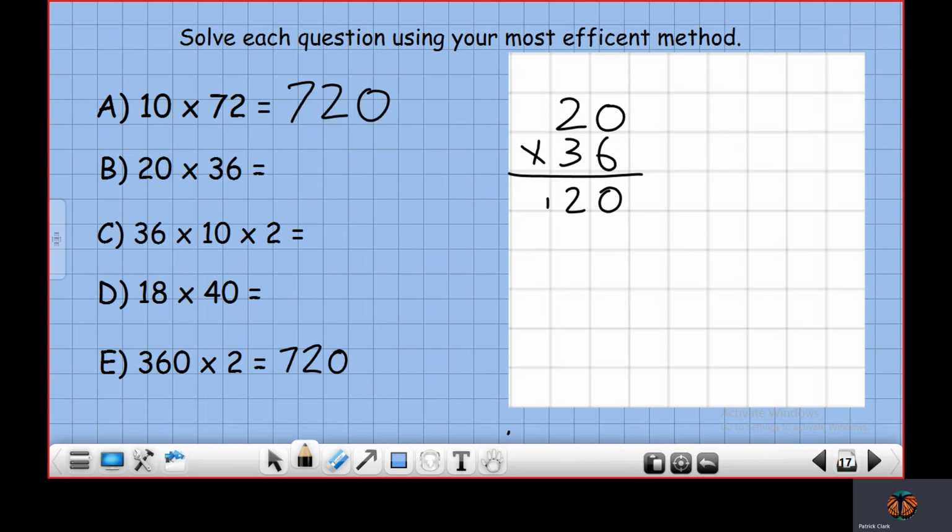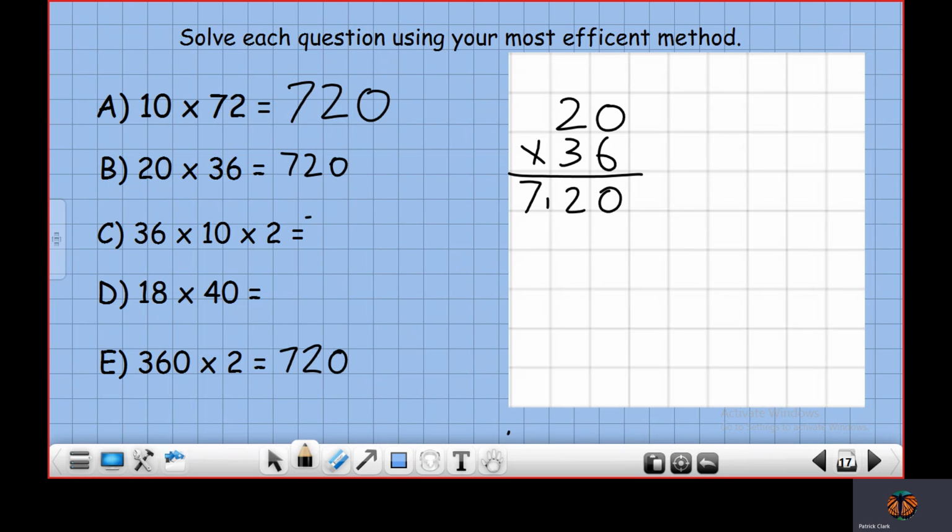Next, I've got to do 30 times 20. Well, 3 times 2 is 6. So the answer is going to be times by 100. So it's going to be 600. Add the 120 there, and it's going to make it 720. Hey, we've got the same answer again. We are doing really well here.